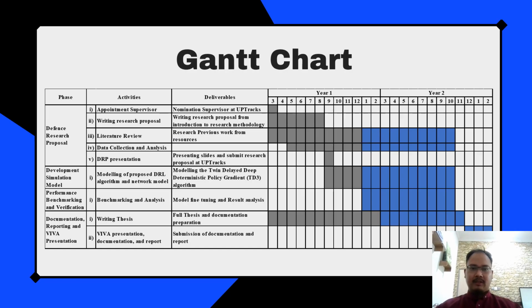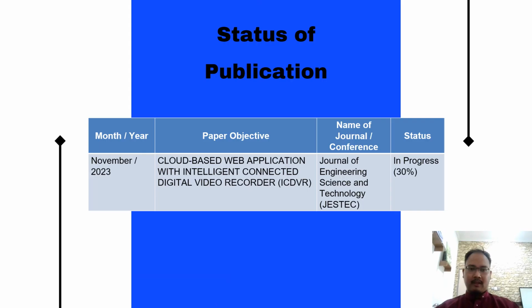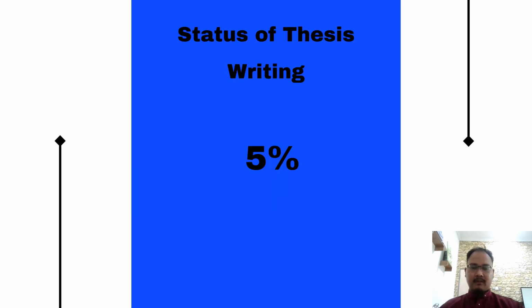The following is a Gantt chart for the study. Currently, the study is in the second semester, where the development of the simulation model for the DRL algorithm is underway. On the status of publication, one publication is currently being made, which is a cloud-based web application with intelligent connected digital video recorder for the Journal of Engineering Science and Technology, JESTEC. The review phase for the JESTEC journal is currently underway. As for the thesis writing, we are currently drafting the introduction section of the thesis.